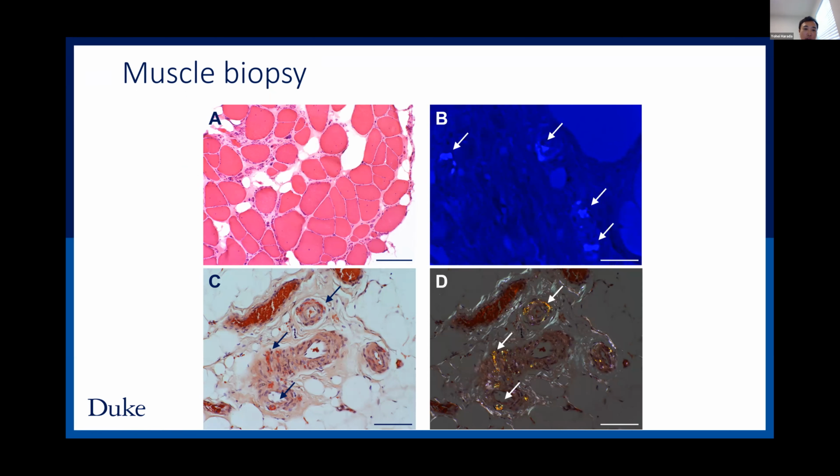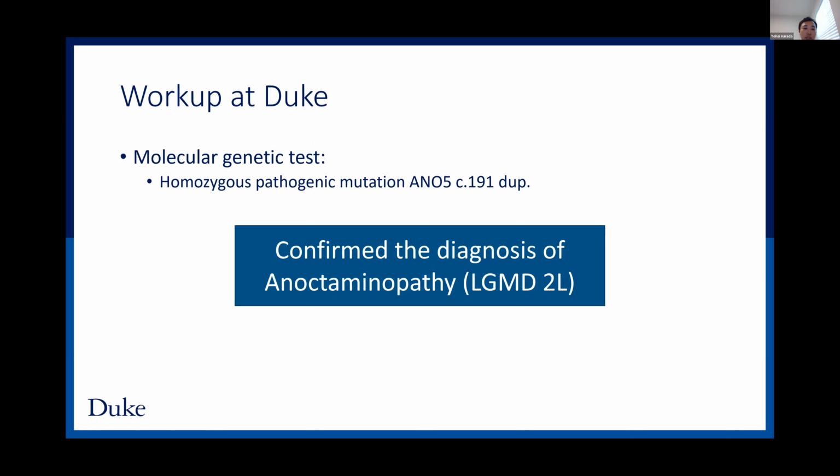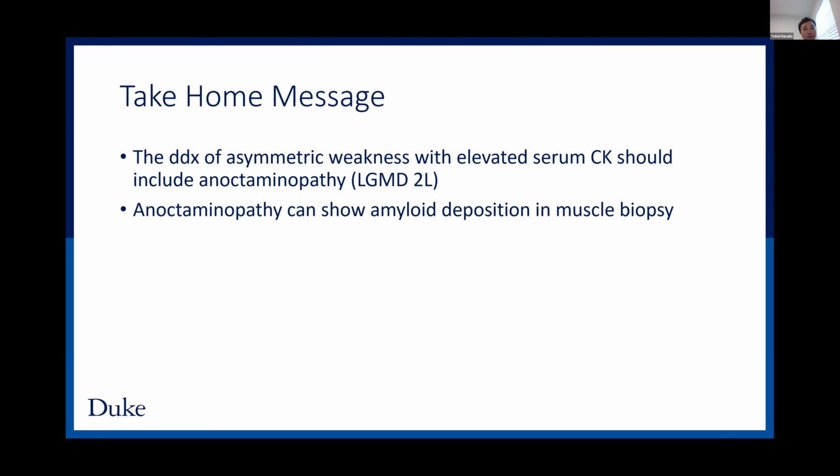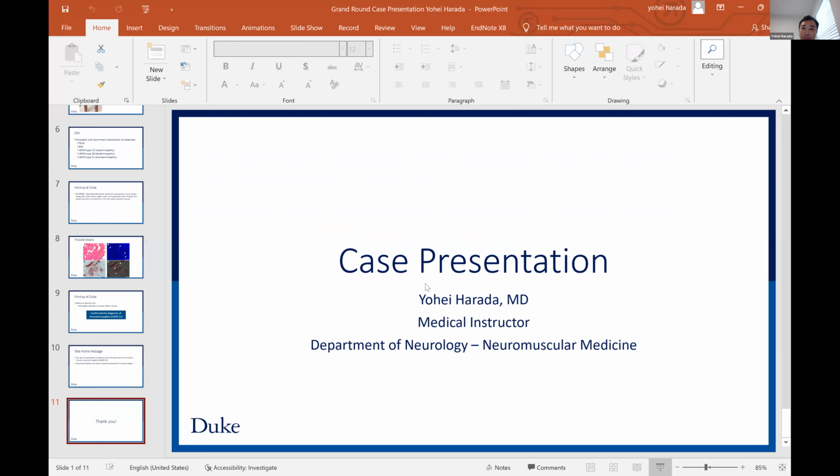So we were thinking about anoctaminopathy at that time. Then the molecular genetic testing came back, and that was positive for a homozygous pathogenic mutation of ANO5. That established the diagnosis of anoctaminopathy. It's a short presentation, but the take-home message is that anoctaminopathy should be in the differential diagnosis for asymmetric weakness with elevated CK, and it can show amyloid deposition in the muscle biopsy too. So that's all for me. Thank you for your attention and your time.